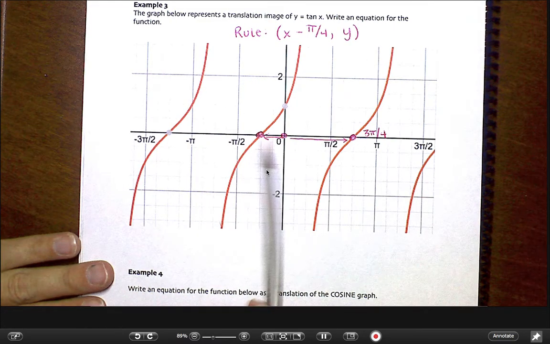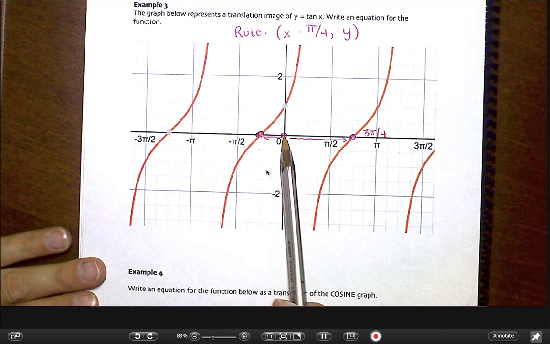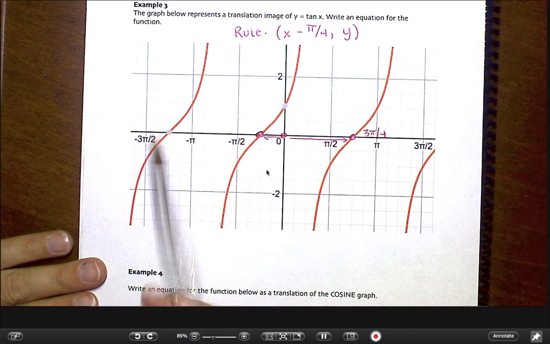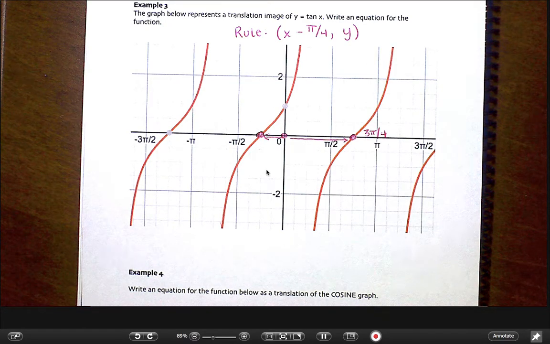You could go really crazy and say, hey, I think this was the original one at the origin. I think that it shifted all the way over here. And so that's what I mean by phase shifts are not unique. You can shift by different amounts and still end up with the same picture.